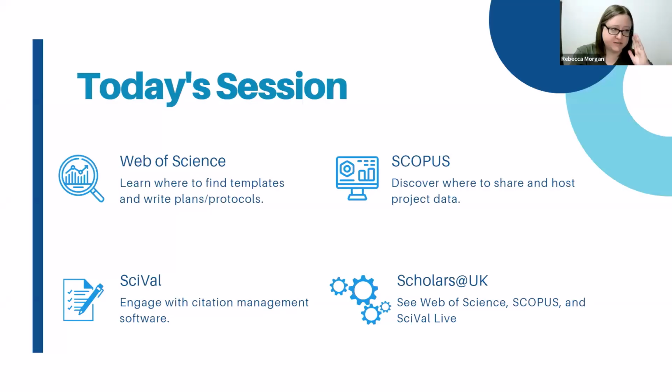Journal Citation Reports to find the impact of journals and potentially places to publish. We're going to also talk about Scopus, SciVal, and Scholars at UK. And if we have time, I'm also going to talk a little bit about browsing, which is one of our ways to access all our electronic journals that I want to make sure everybody's aware of.